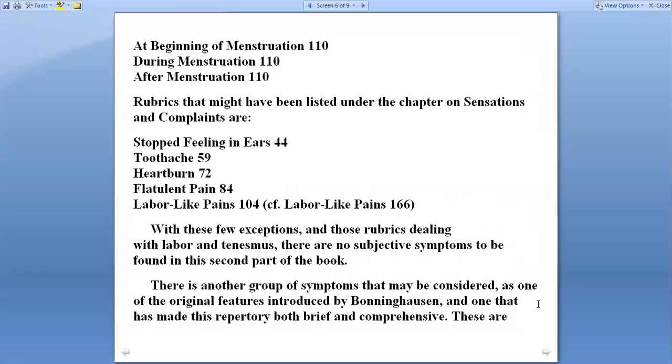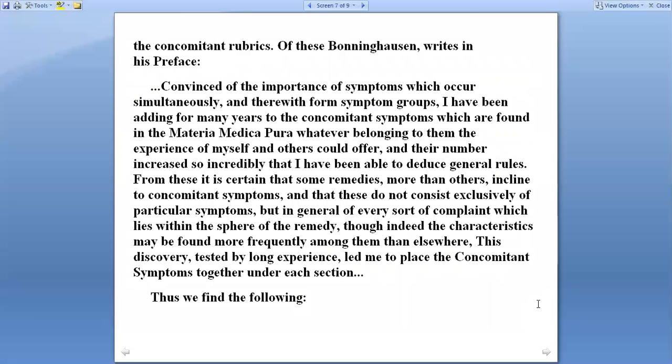There is another group of symptoms that may be considered as one of the original features introduced by Boenninghausen and one that has made this repertory both brief and comprehensive. These are the concomitant rubrics of Boenninghausen. He writes in his preface, convinced of the importance of symptoms which occur simultaneously and therewith form symptom groups, I have been adding for many years to the concomitant symptoms which are found in the Materia Medica Pura, whatever belonging to them the experience of myself and others could offer, and their number increased so incredibly that I have been able to deduce general rules.